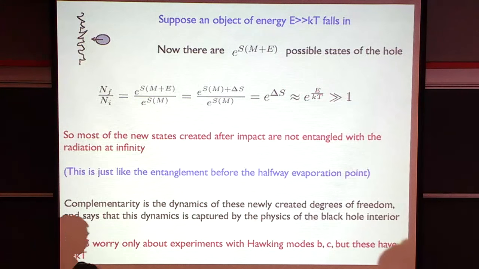Okay. So once you actually fall onto the fuzzball surface, most of the states that you actually have in the system are new states. And they're not entangled with anything, because the entanglement was already generated before. You just fell in now. It will take a long time for the entanglement to grow. It's one by one at every Hawking quantum.